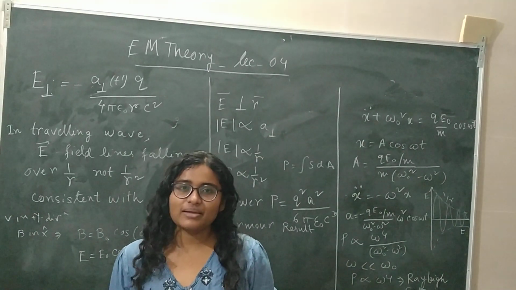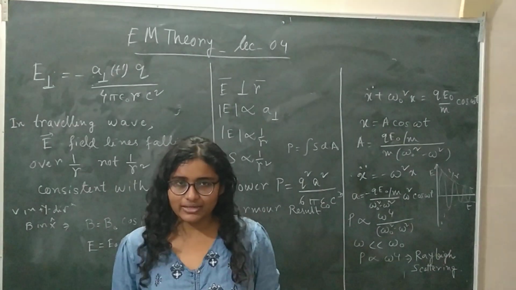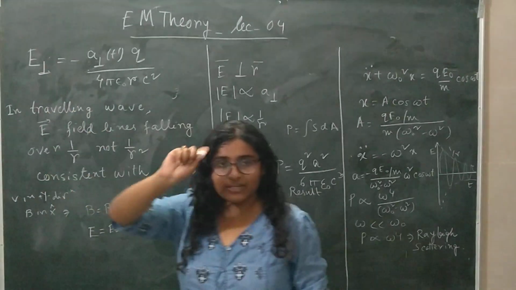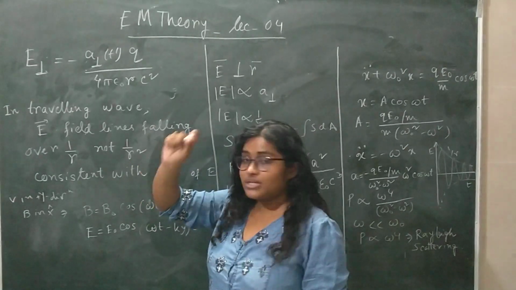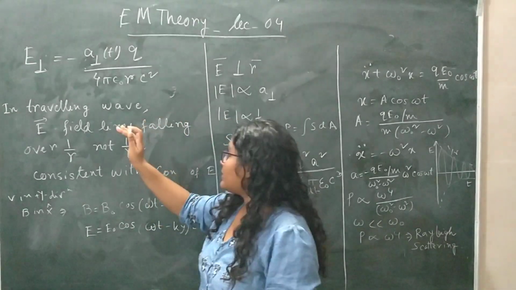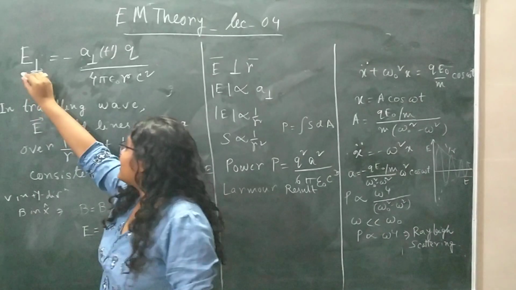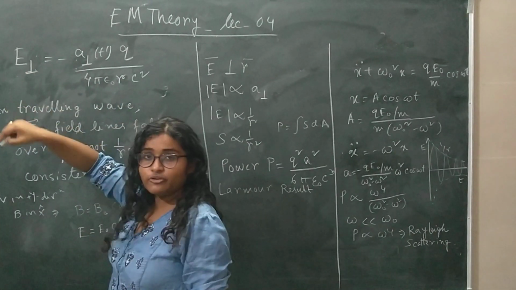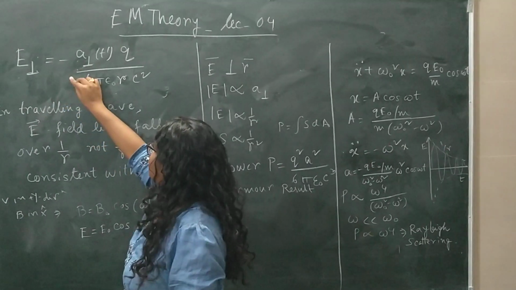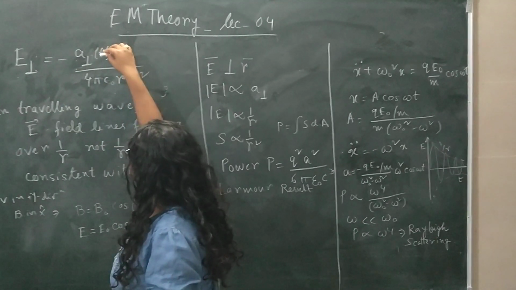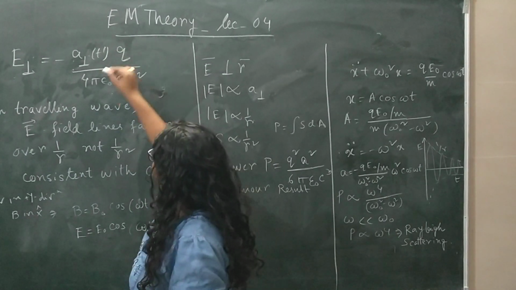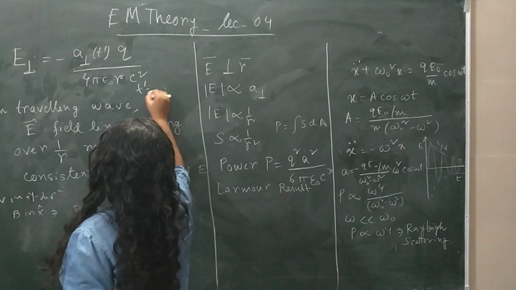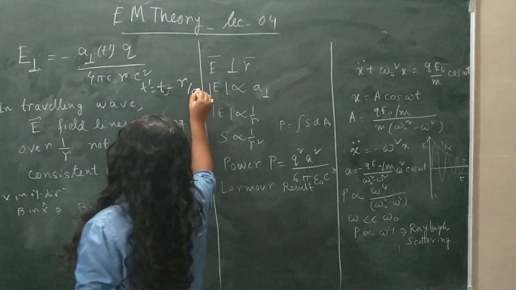Last time we were discussing the generation of the electromagnetic wave. So we reached this formula: the generation of the electromagnetic field is due to the perpendicular component of the field lines, that is E perpendicular, and we get the formula E perpendicular equals minus A perpendicular at time t prime, q by 4 pi epsilon naught r c square, where t prime is the retarded time, that is t minus r by c.